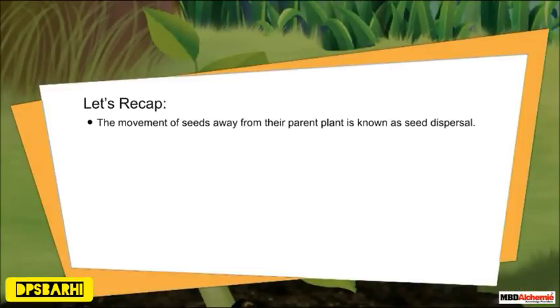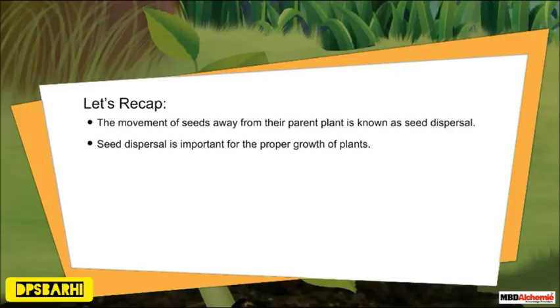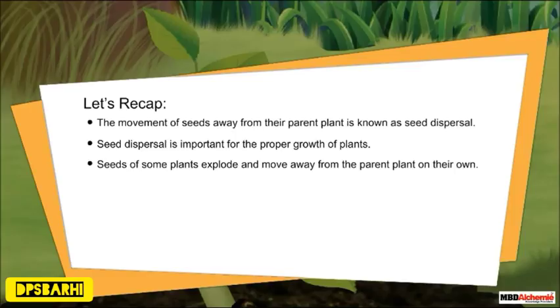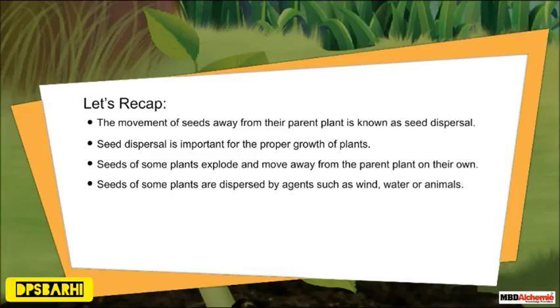Now let's recap. The movement of seeds away from their parent plant is known as seed dispersal. Seed dispersal is important for the proper growth of plants. Seeds of some plants explode and move away from the parent plant on their own. Seeds of some plants are dispersed by agents such as wind, water, or animals.